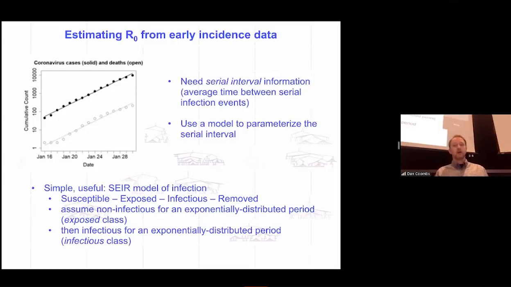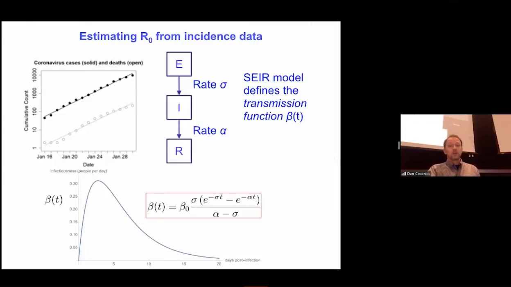In the case of coronavirus, this is what people did: we can use the so-called SEIR model of infection. The idea is that people start off as susceptible, and they become infected and move into the exposed class. In the exposed class, they're not actually infectious to other people yet. Then after some period of time, they move into the infectious class, where they can infect other people. And then after some period of time, they're removed, either by recovering and not being infectious anymore, or by being quarantined or by dying. This is the model drawn in boxes here.